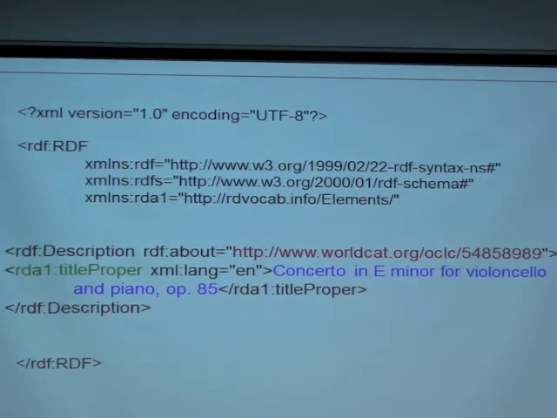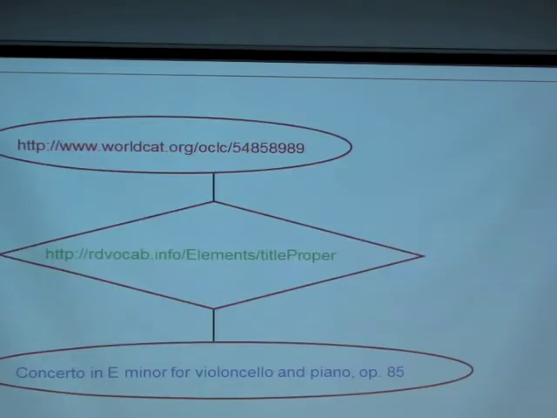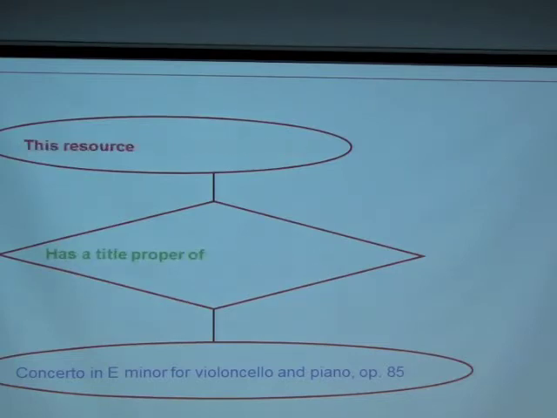So let's take away all the XML. What we are left with is the RDF triple, this URI, and then this literal. So it still seems a little bit like gobbledygook, but that is so a computer can parse the information. If we translate this to human-readable text, this is what we get. This resource has a title proper of Concerto in E minor for violoncello and piano, Opus 85.